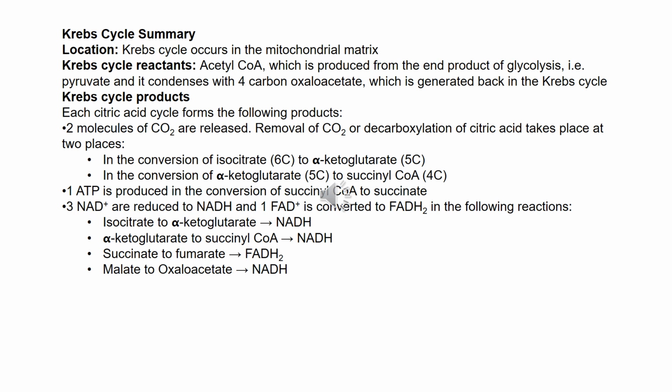Krebs cycle summary. Krebs cycle occurs in the mitochondrial matrix using acetyl-CoA, which is produced from the end product of glycolysis. Each citric acid cycle forms the following products: 2 molecules of carbon dioxide are released, by removal of carbon dioxide or decarboxylation of citric acid at 2 points: in the conversion of isocitrate to alpha-ketoglutarate, and in the conversion of alpha-ketoglutarate to succinyl-CoA. 1 ATP is produced in the conversion of succinyl-CoA to succinate. 3 NAD+ are reduced to NADH and 1 FAD is converted to FADH2.